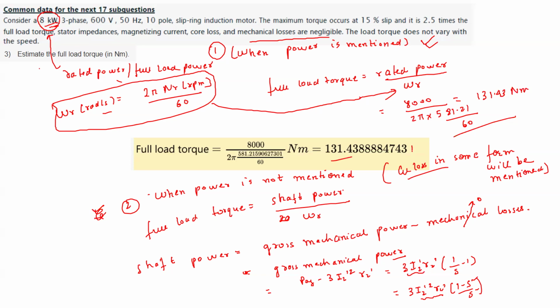So this is in Newton meter. Another thing is that when you are writing this divided by omega R, you have to be very careful. It has to be in radian per second. So you have to convert your RPM to radian per second. Then only you will get the answer in proper SI units. So these are the things which you have to note in this question.